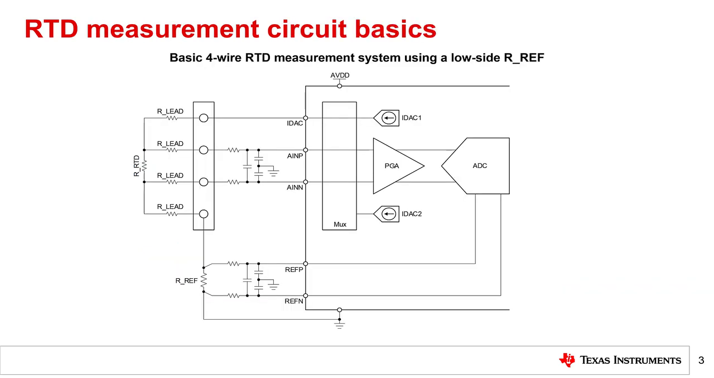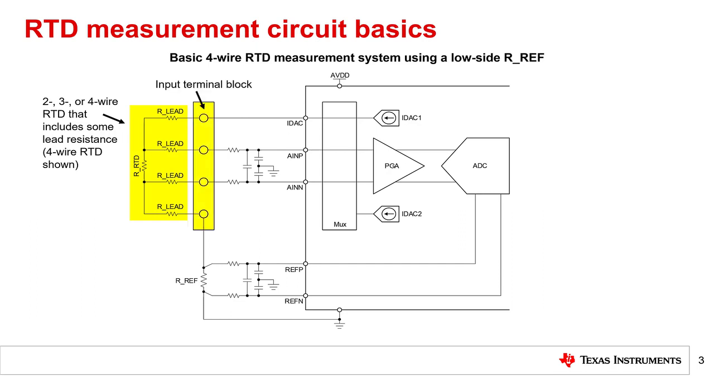Shown on this slide is a basic 4-wire RTD measurement system using a low-side reference resistor, RREF. This circuit includes all the necessary components to measure an RTD, each of which will be discussed in more detail in the subsequent slides. Let's introduce the important features of this circuit. The most critical element of an RTD measurement circuit is the RTD. As discussed in a previous Precision Labs module, RTDs can be configured as 2-wire, 3-wire, or 4-wire. This particular example shows a 4-wire RTD.